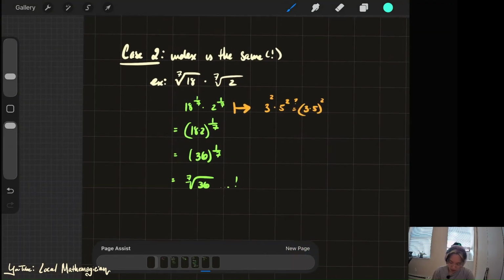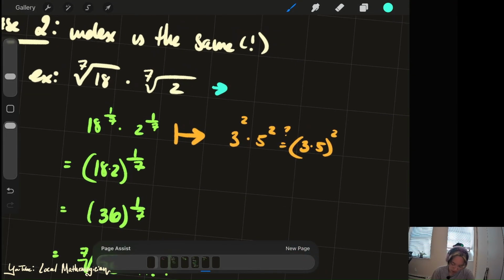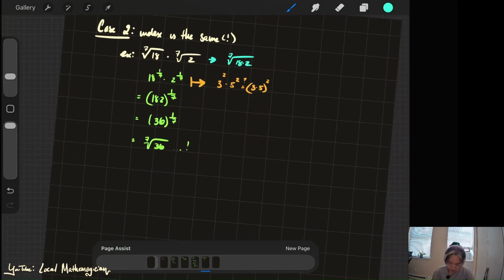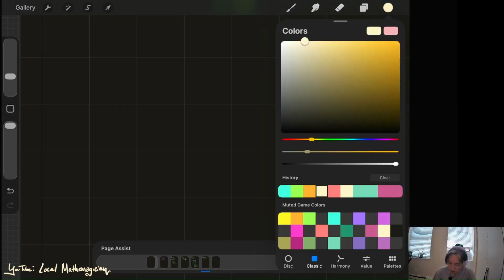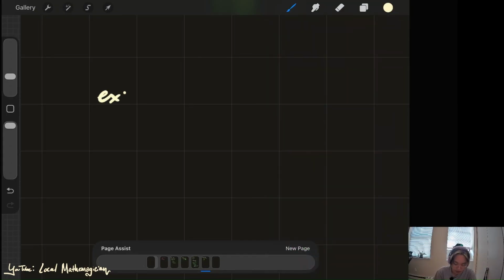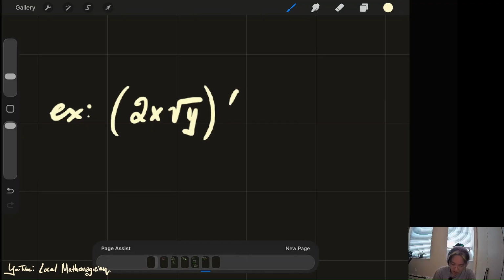But the point is, at the end of the day, this is just the same as saying the 7th root of 18 times 2. All right. And then, of course, right, you can multiply radical expressions all you want. Let's do an example. You could do, let's see, 2x root y times -7 root xy.